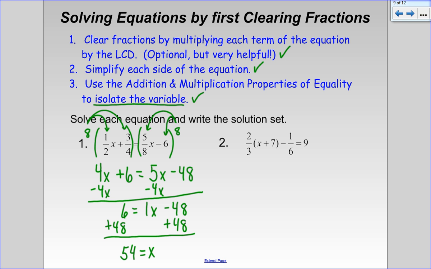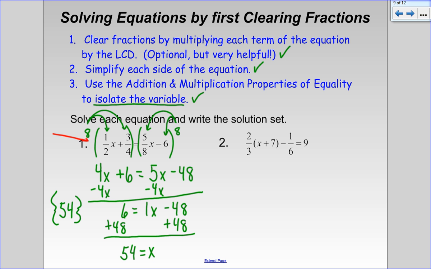And now I've found my solution. I'll put it in my set builder notation. 54 is my solution. And you notice that for the entire problem, I didn't have to deal with fractions since I eliminated them in this first initial step.